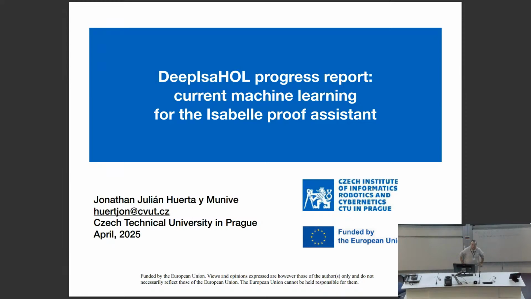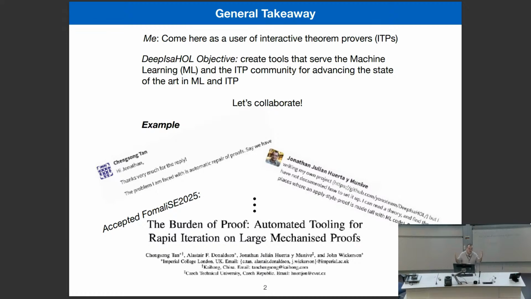Yeah, well, thank you. I want to present the status report on the DeepIsaHOL project. So what is it? The general objective is that we want to create tools that serve both the machine learning community and the interactive theorem proving community for advancing the state of the art in both fields.